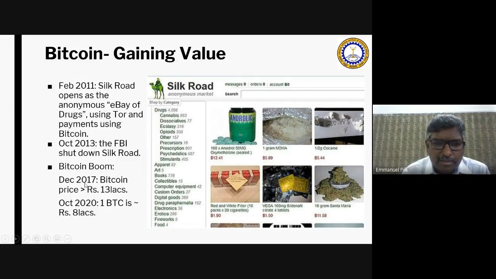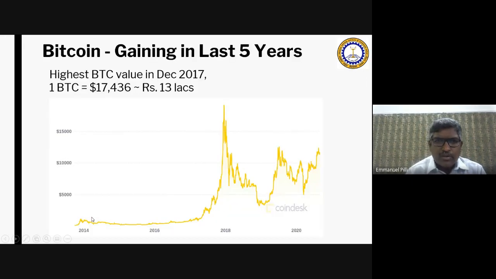But in December 2017, if you look at the Bitcoin price, one Bitcoin cost 13 lakhs. In October 2020, one Bitcoin is about 8 lakhs now. If you look at the cost in October, it is running to more than $10,000, around $12,000 maybe. In December 2017, it was the highest Bitcoin value, about 17,000 plus dollars. That was 13 lakh rupees for one Bitcoin.